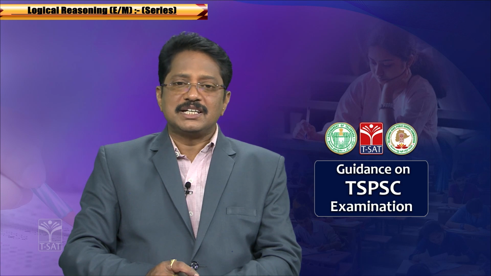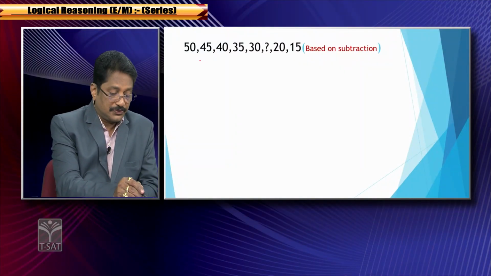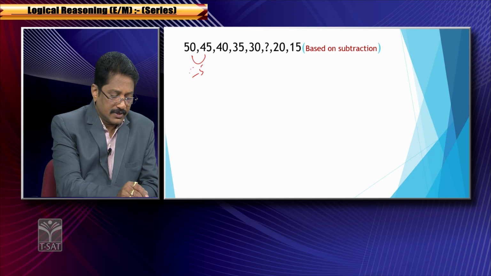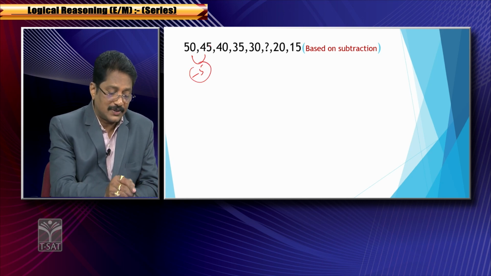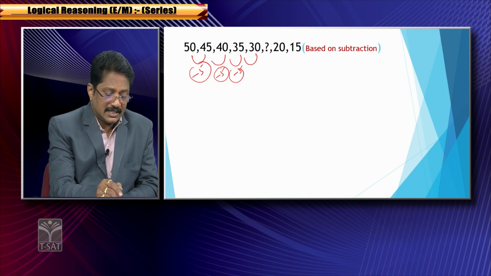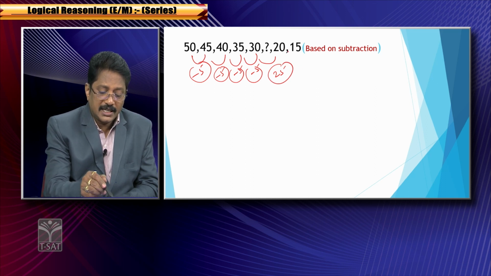And after addition, the next one is subtraction. We will see the question based on subtraction. Here 50, 45. So, 50 minus 45 is 5, or 50 minus 5 is 45. 45 minus 5 is 40. 40 minus 5 is 35. 35 minus 5 is 30. 30 minus 5 is 25. And 25 minus 5 is 20. 20 minus 5 is 15.